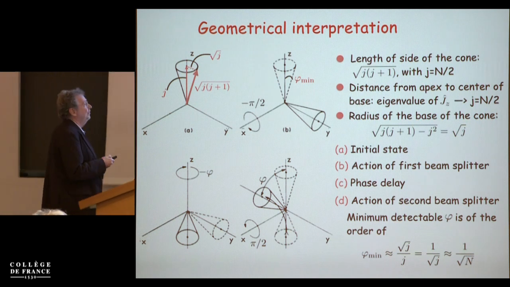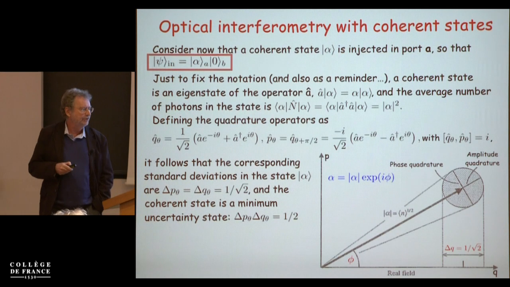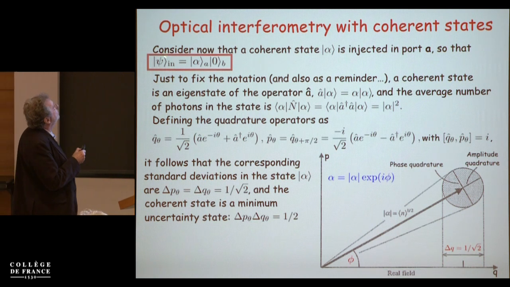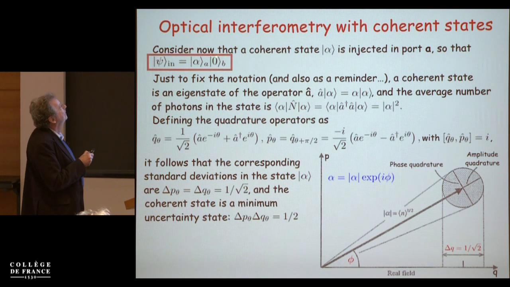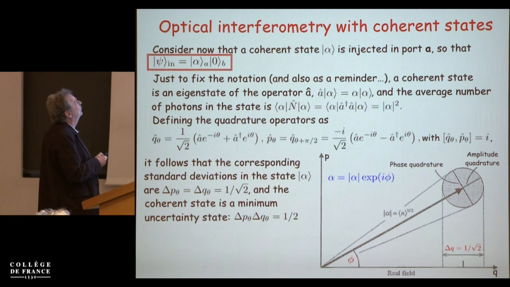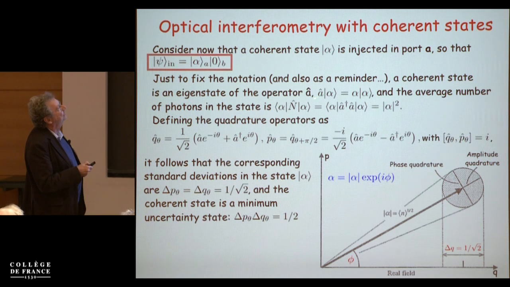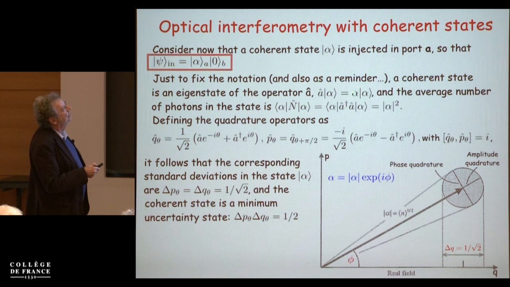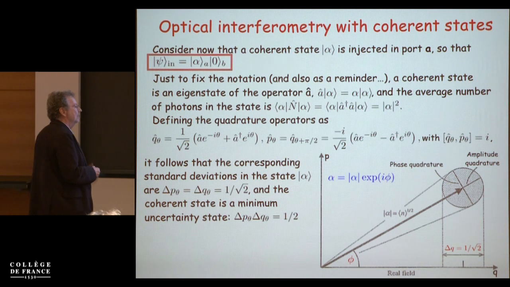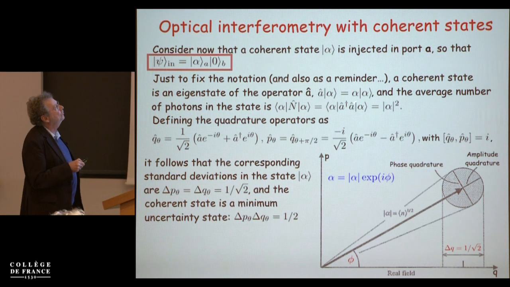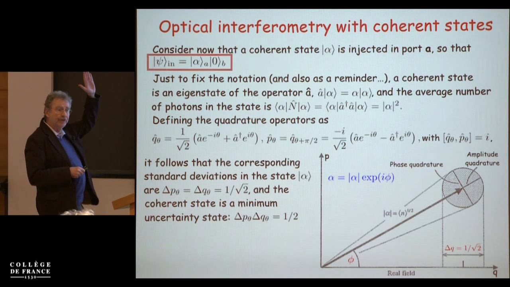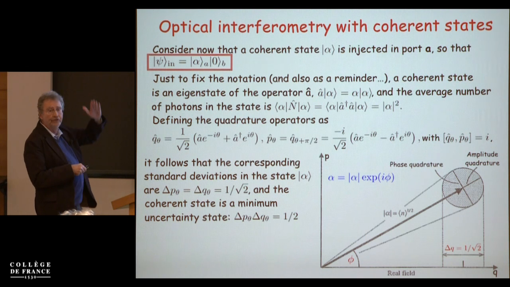Okay, now let's see if we can go better than that. So let's try optical interferometry with coherent states. So now we have a coherent state in one arm, and vacuum in the other arm. And just to fix the notation, that's the usual reminder. A coherent state is an eigenstate of the operator a. The eigenvalue is in general complex. And the average number of photons in the state is given by this expression here. It's just the magnitude of alpha squared. Okay? So if you want to think about a quasi-classical field, the magnitude of alpha would be the amplitude of the complex phasor corresponding to that field, and phi is the phase of that phasor.